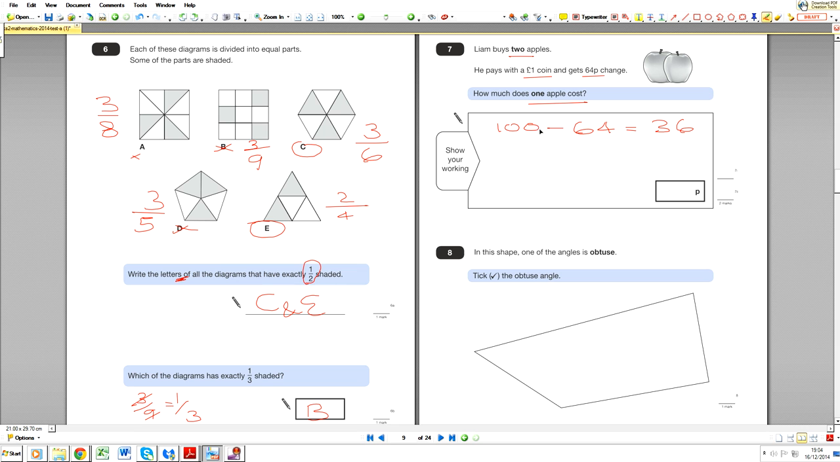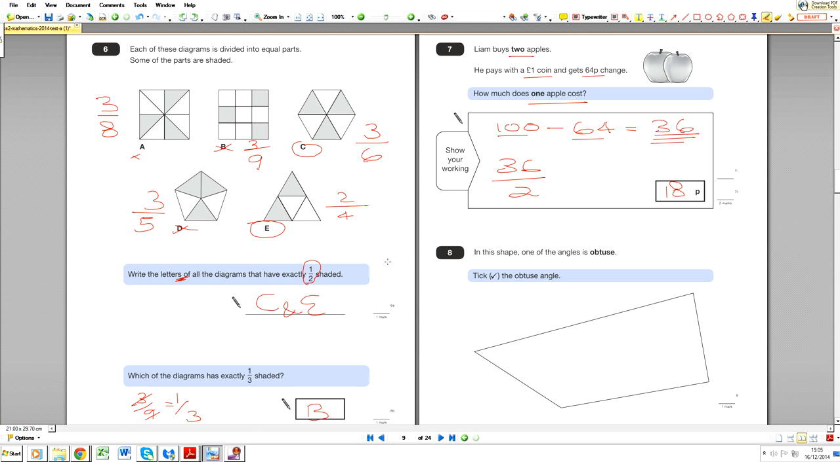So that's how much he started with, that was his change, so that's how much it cost. Now we've got to work out the cost of 1 apple. That's the cost of 2 apples. So 36 divided by 2 will give us an answer of 18. Who got that right? Well done, Zara. Well done.